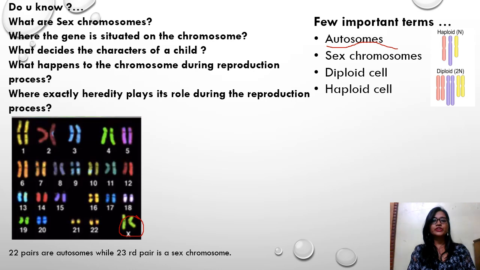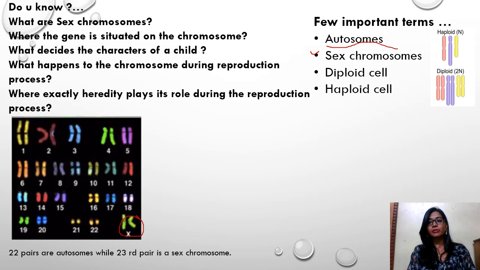Autosomes are the set or pairs of chromosomes which do not determine the sex. The sex chromosomes are those chromosomes which determine the sex of the individual. Now, what is a diploid cell and what is a haploid cell?